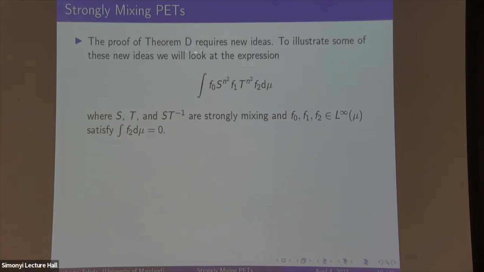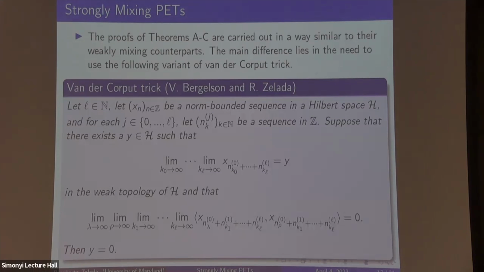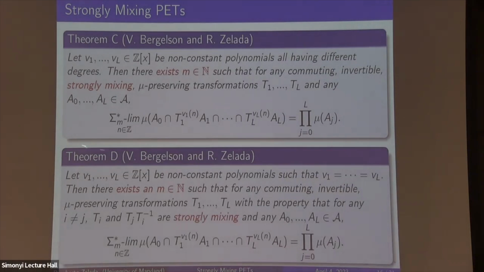Okay, so those were the easy theorems. Now let's move to a hard theorem, which is theorem D. And to illustrate how it works, we will look at this expression. So it's F0 Sn squared. Sorry, can you show us theorem D? Theorem D, okay. There's theorem D.